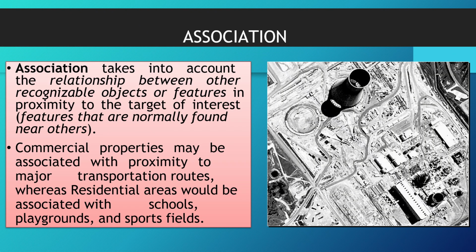Another key element in image interpretation is association. Association means identifying a feature based on its relationship with nearby objects. Some features are commonly found together, so recognizing surrounding elements helps in identification. For example, commercial areas are usually located near major roads or transportation routes, while residential areas are often associated with schools, playgrounds, and sports fields. Thus, understanding surrounding features improves accurate interpretation.